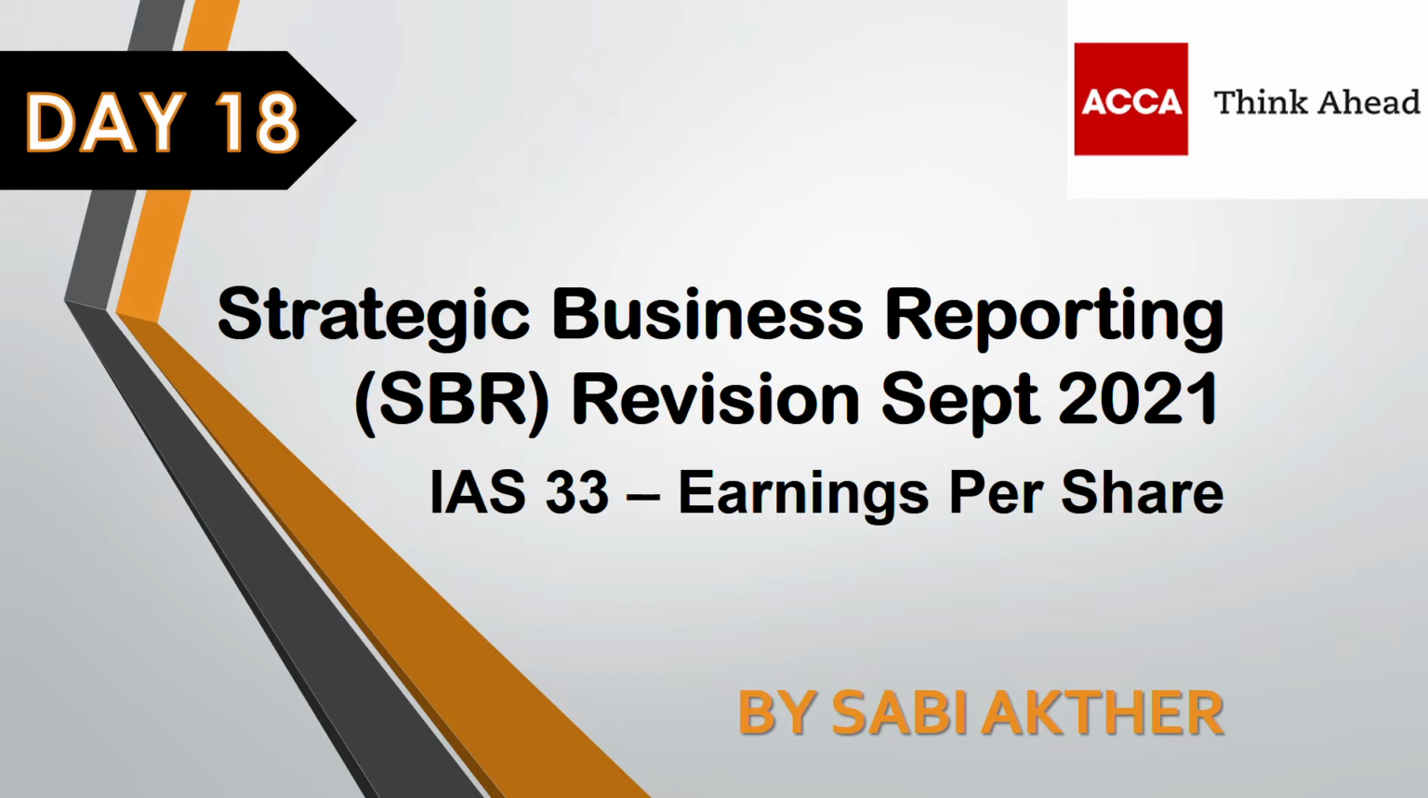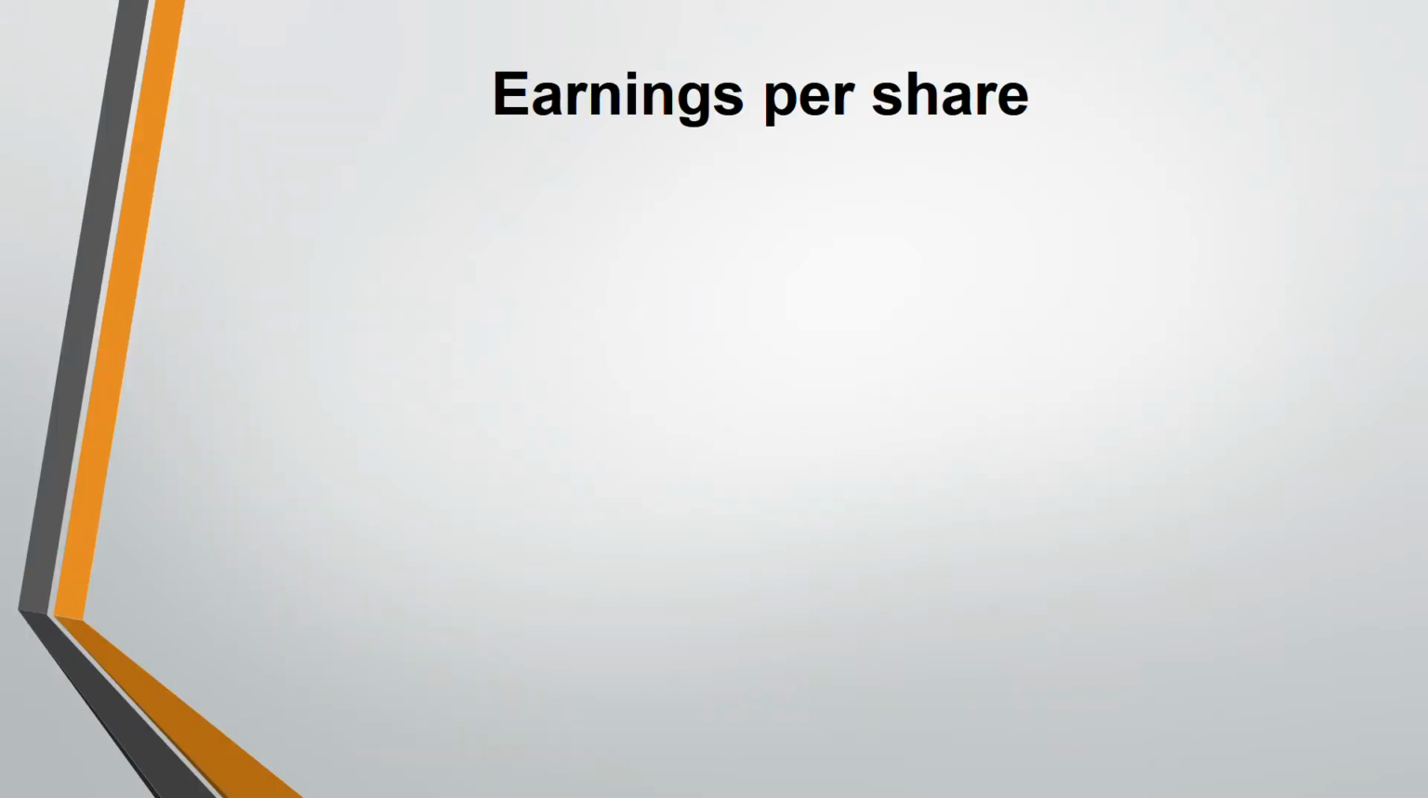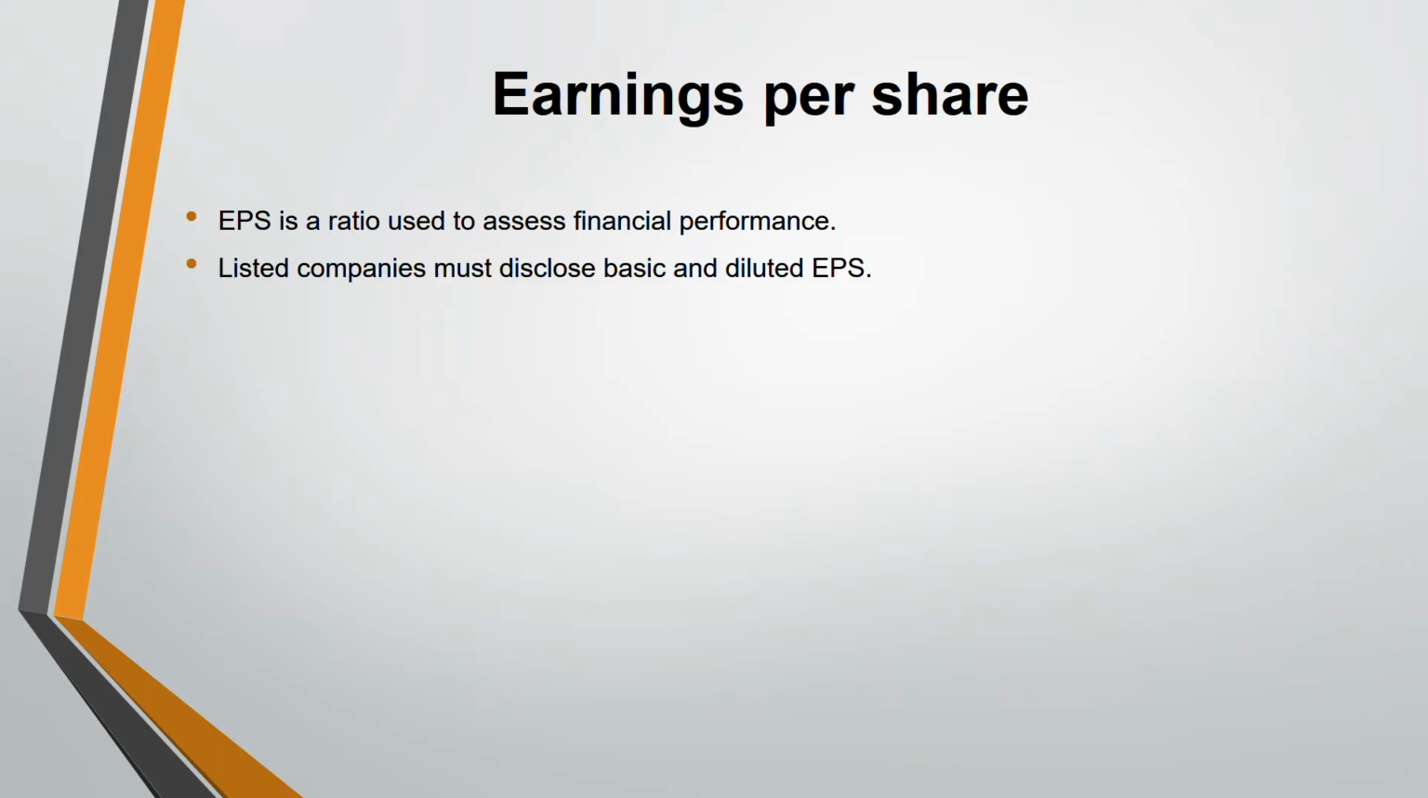Today we are going to cover IS 33, earnings per share. For earnings per share, you need to remember a few things. This is a ratio, right? This ratio is used to analyze the performance of the company. If your EPS is increasing year on year, that means your company is performing well. Otherwise, it's not.